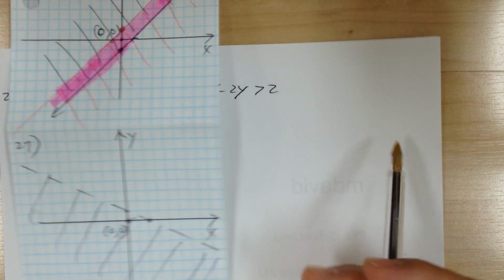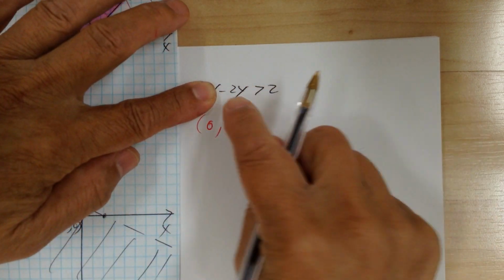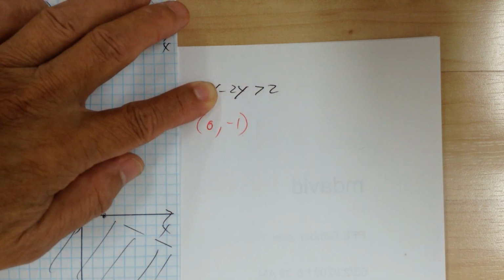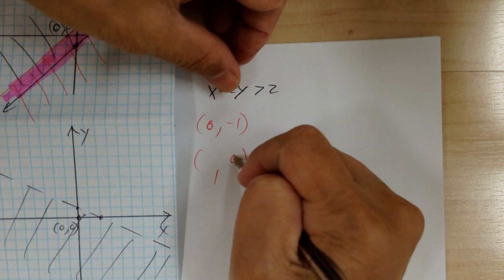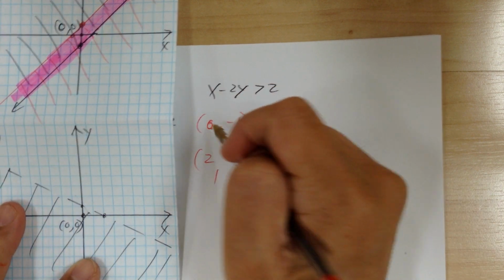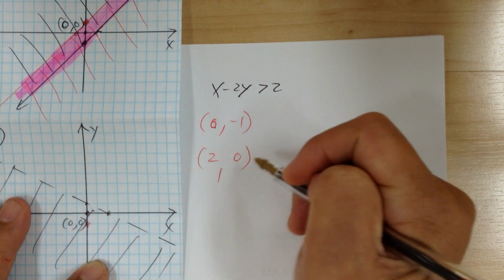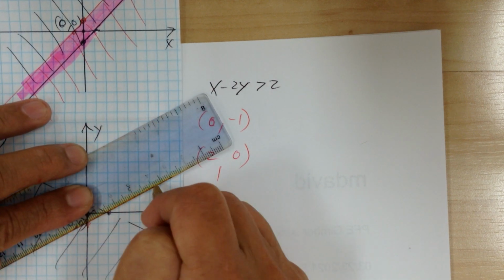Okay, so now let's go to this side. So you can let x equal to 0, divide by negative 2. Okay, so let y equal to 0, x equal to 2. Okay, so let's go and graph that. So 0, negative 1, 2, 0, and this is the dashed line.